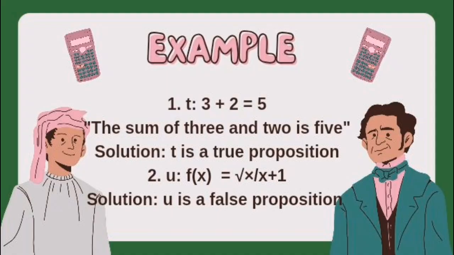Second, the proposition U: f of x is equal to the square root of x over x plus 1. This is a mathematical sentence or declarative sentence. But since the numerator, the square root of x, is not a polynomial and the function is not irrational, this statement is false. So U is a false proposition.